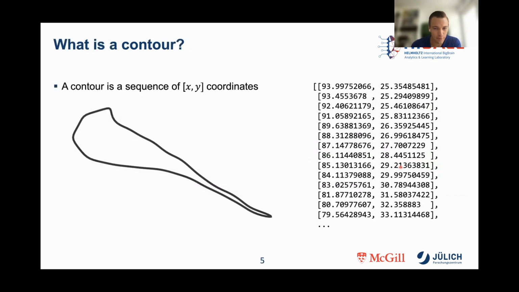Okay, first some basics. What is a contour actually in this case? When we talk about contours, we mean a sequence of X, Y coordinates. On the left-hand side, you can see an example. This cell structure is described by contours, and this is just a tiny fraction of all the coordinates that actually make up all the details of this contour.